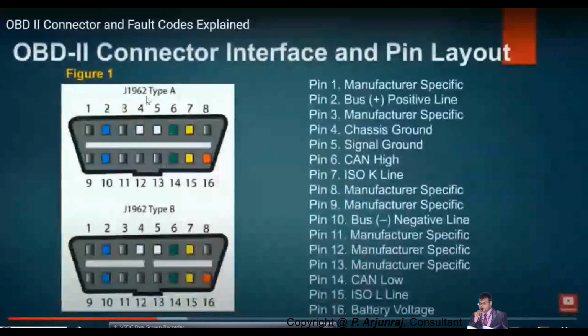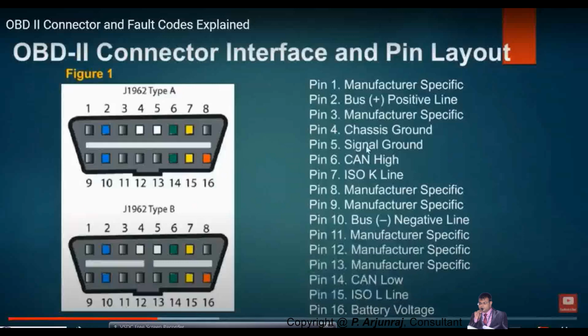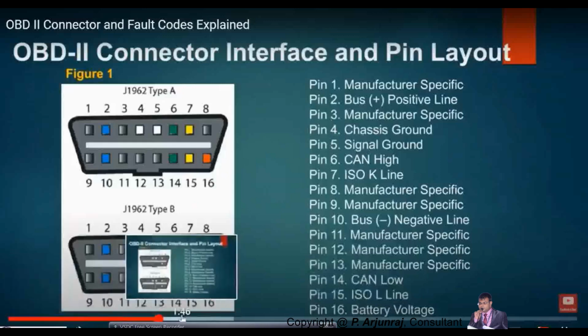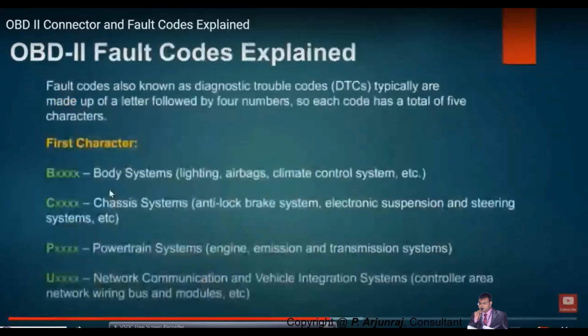This is the DLC and the CAN, controller area network. This is how the configuration looks. You have the 16 pins, each having standards. Here J1962 is there, and pins 1 to 16 have different applications. For battery you have pin number 16, for signal ground pin number 5, and for chassis ground pin number 4. I also told you about the different names for the different things, and accordingly you have the codes.